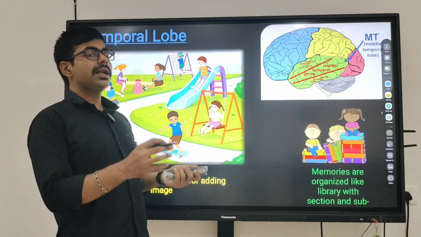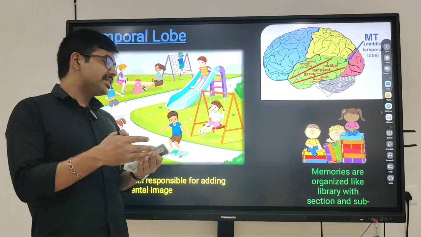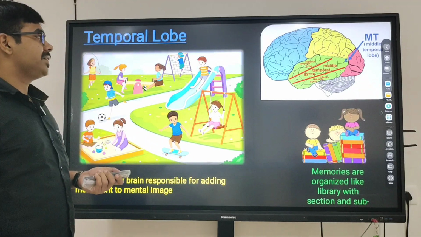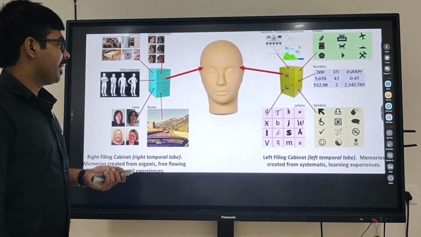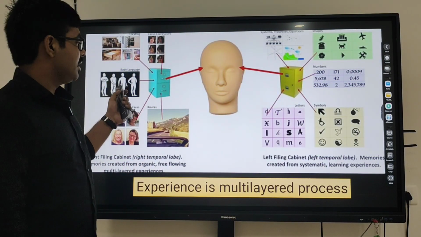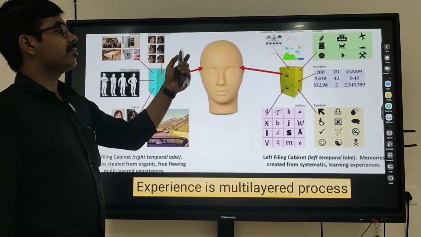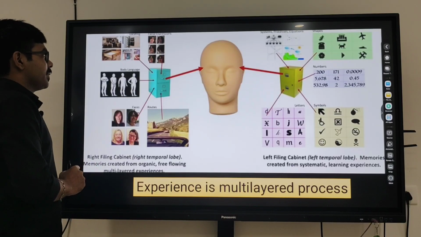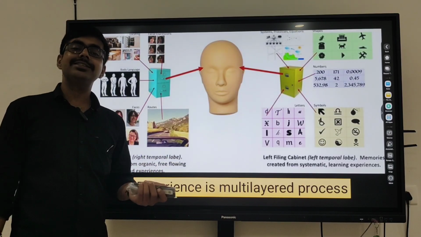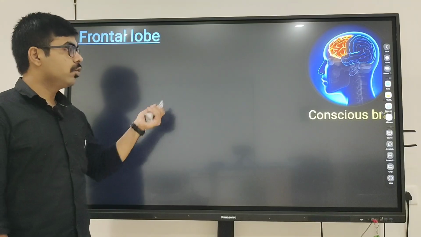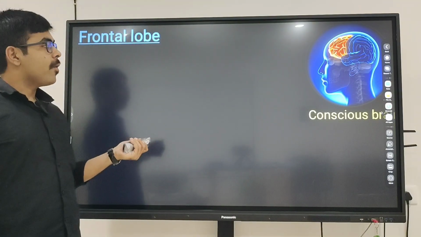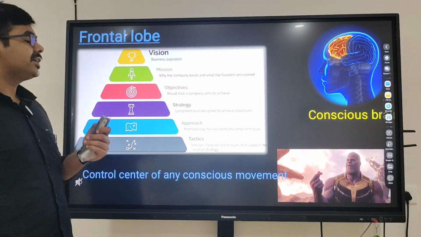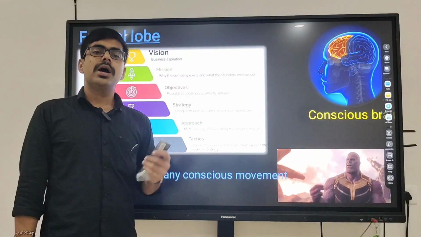Next, the temporal lobe basically works on engaging our memory and identifying any kind of object presented in front of us. So identifying letters, numbers, and symbols is done by the left temporal lobe, and the right temporal lobe recognizes faces, routes and other expressions. So we can see that it is a multi-layered process, and according to this process we give our response. We are giving the response like Thanos. The control center of any conscious movement is our frontal lobe.